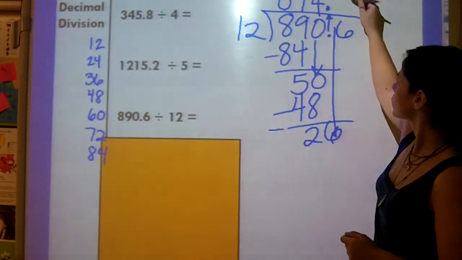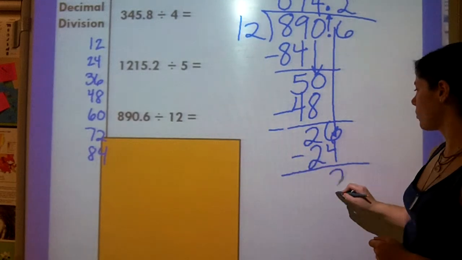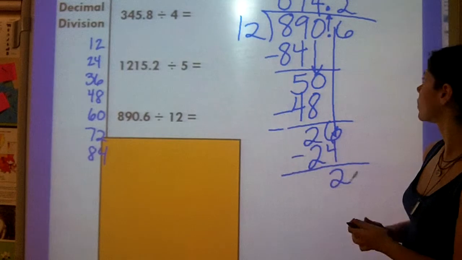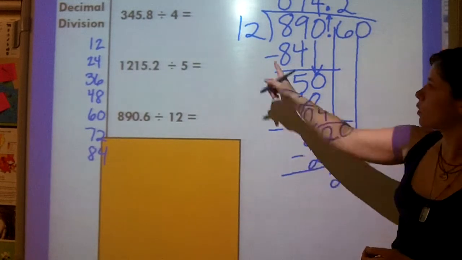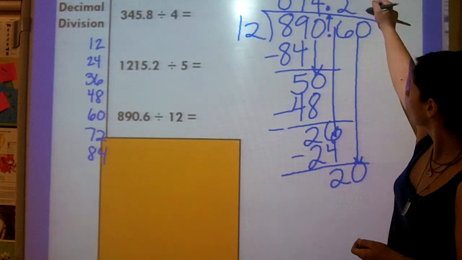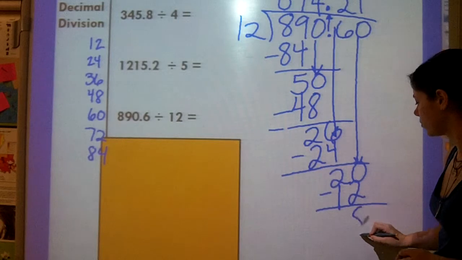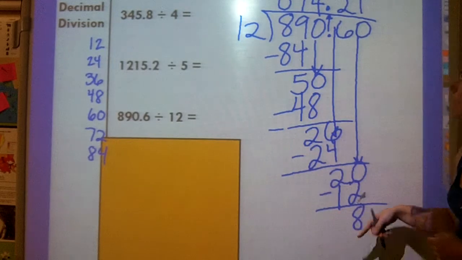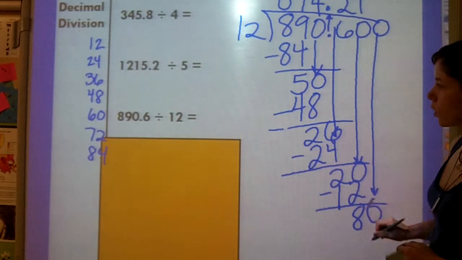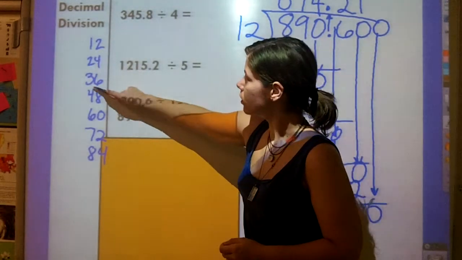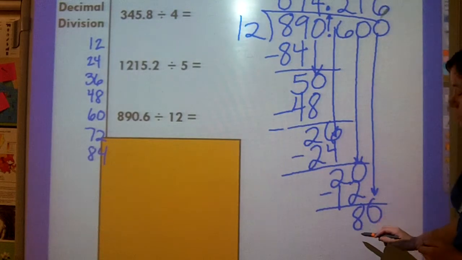2 times, because 12 times 2 is 24. I'm left with a 2. 12 can't go into 2, so I grab a 0 and bring it down. 12 only goes into 20 one time. This is a long one, huh? 12 doesn't go into 8, so I'm going to grab another 0. 12 goes into 80 1, 2, 3, 4, 5, 6 times, because 12 times 6 is 72.